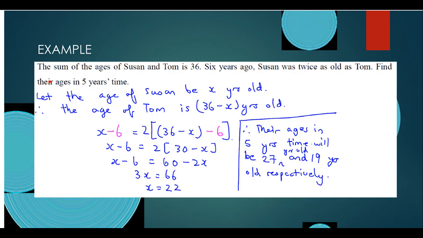So they want me to find the ages in 5 years' time. So this is Susan's age currently. So 5 years' time will be 22 plus 5, which is 27. And Tom's age currently is 36 minus 22, which is 14. 14 plus 5 will give you 19. So I have to answer the problem with a final statement. Therefore, the ages in 5 years' time will be 27 years old and 19 years old, respectively. So that's all for this age problem.